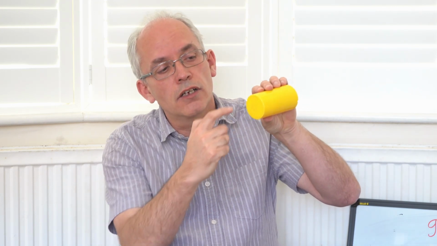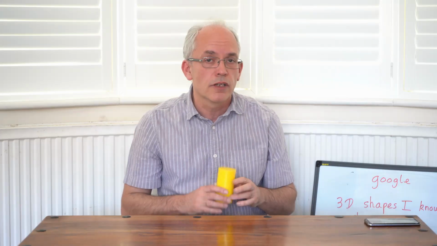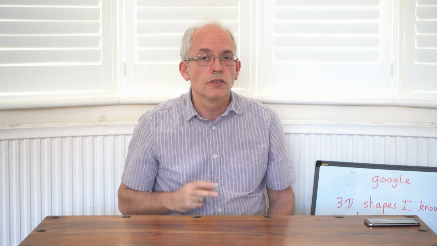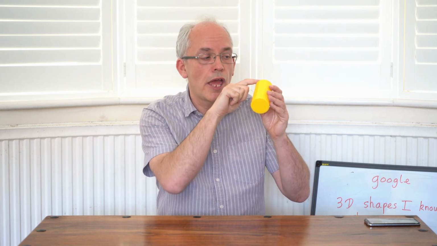Now, these bits here are called the edges. And a cylinder has 1, 2 edges. Can you see any pointy bits on it? No pointy bits. We don't call them corners on a 3D shape, we call them vertices. Can you say that word? Vertices. Starts with a V sound. Okay, vertices. Right, that is a cylinder. 3 faces, 2 edges, and 0 vertices.